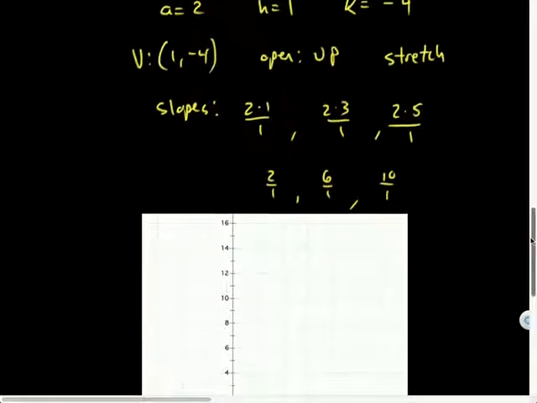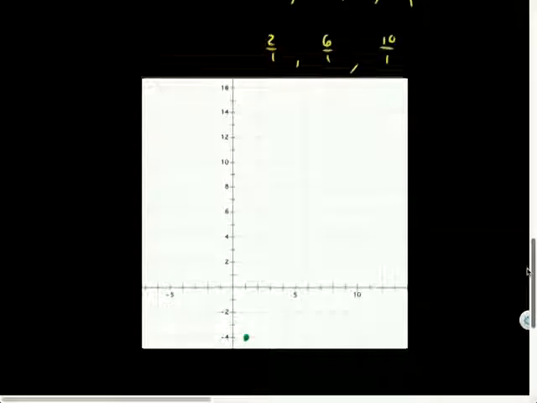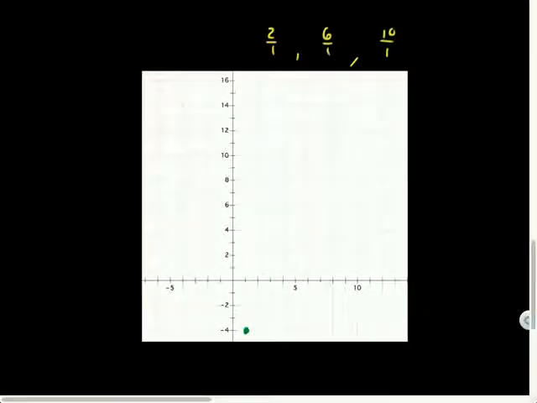So let's see. I know it opens up. I know it's a stretch. The slopes are up 2 over 1. Right. So up 2 over 1, up 6 over 1, up 10, all the way up to 14 over 1, right? So that was 2, 6, 10. So those are some points that I can use.